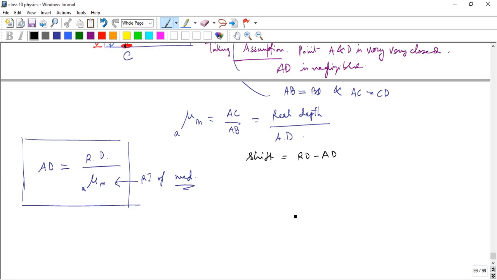So here, real depth minus apparent depth. That is the real depth. Now replace apparent depth by real depth divided by mu A to M. Now take RD common: 1 minus 1 by mu A to M, that is shift S.